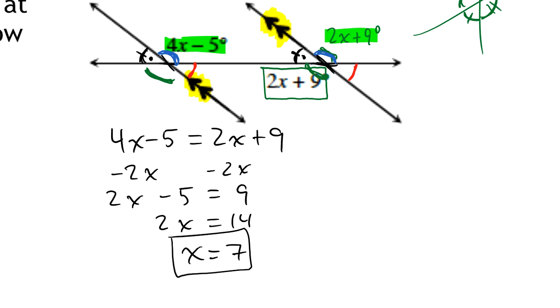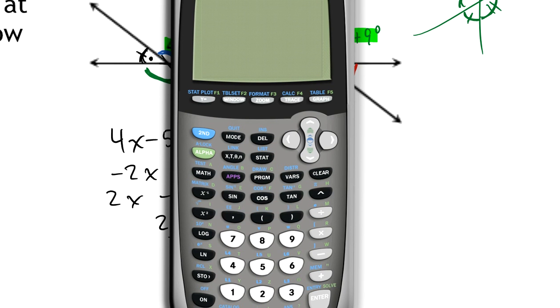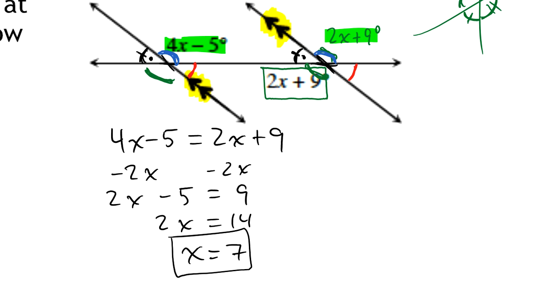So x is 7, and I could plug that into the original equations, and if I did, I could get those angles. 4 times 7 is 28. 28 minus 5 is 23. And then 2 times 7 is 14, and 14 plus 9 is 23 also. So yeah, the value of x has to be 7.